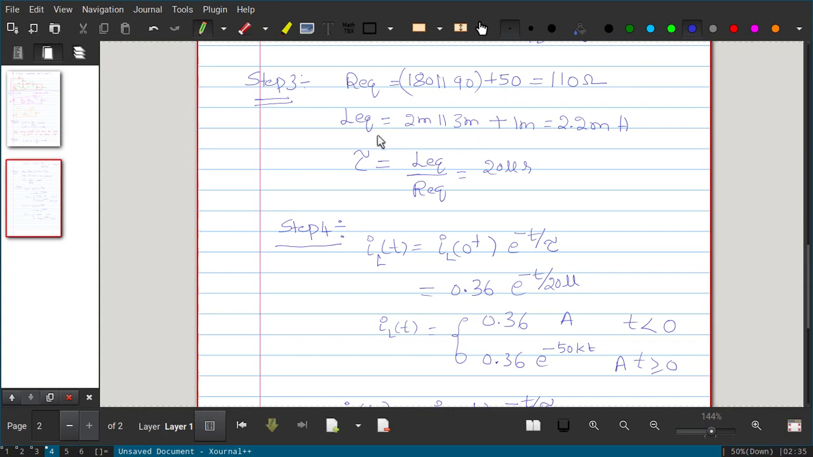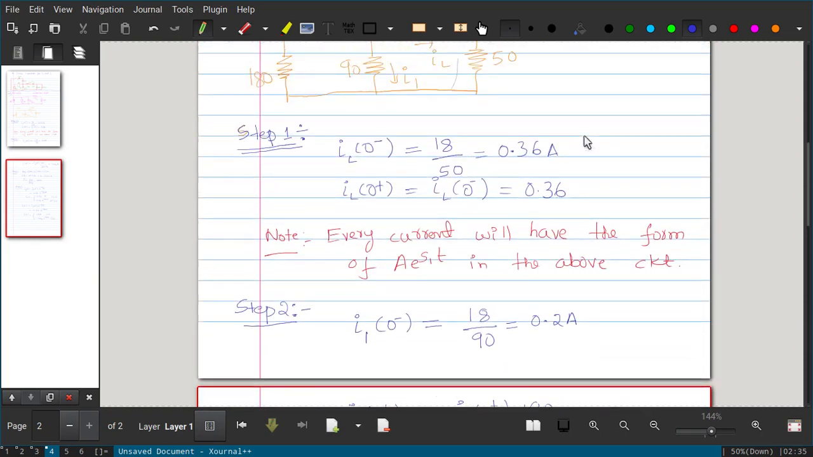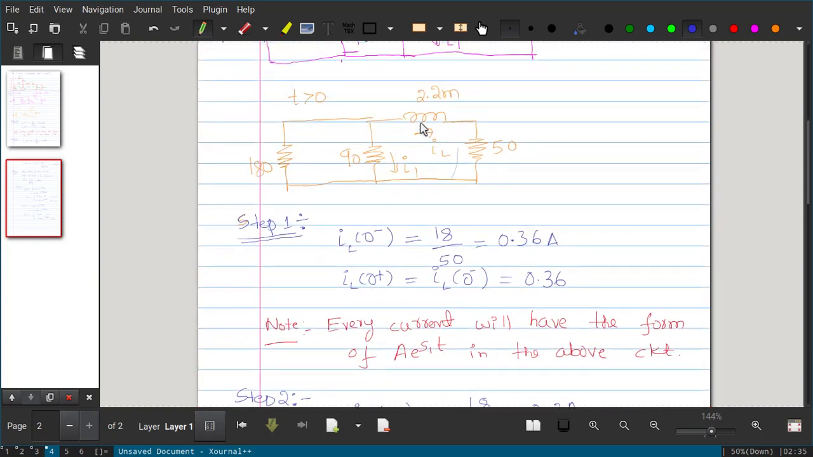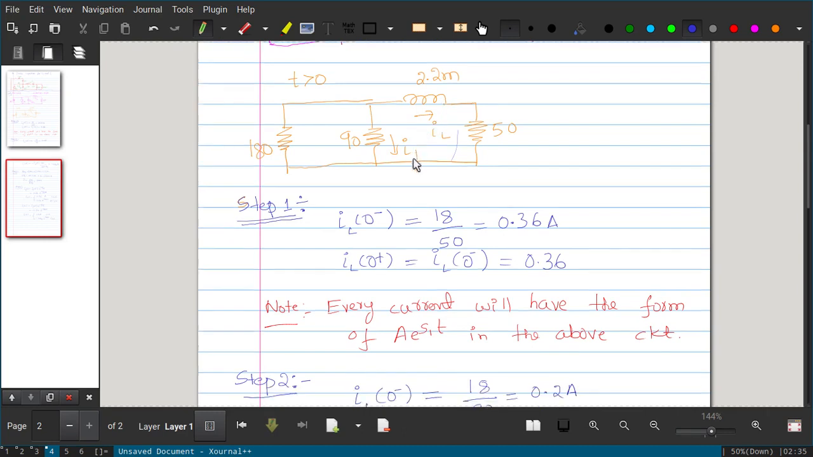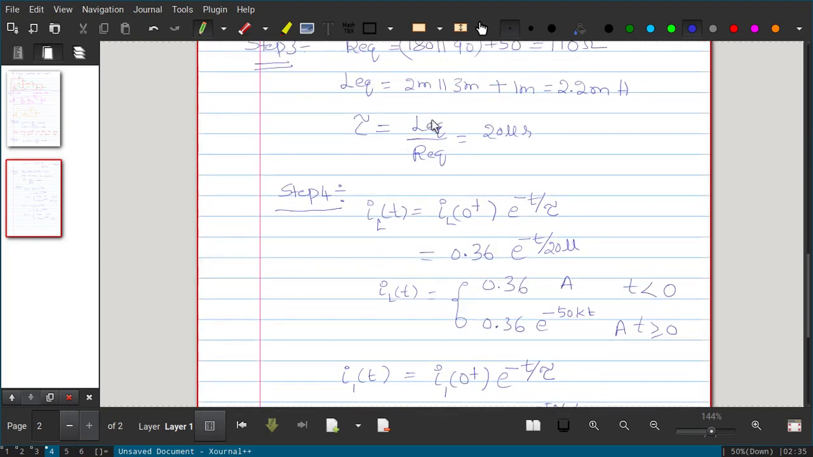And L equivalent we have already calculated: 2 milli in parallel with 3 milli, plus 1 milli, that is 2.2 millihenry. I will show once again the circuit diagram. See how 180 parallel 90 plus 50 will appear across this inductor. That's R equivalent. Next, tau equals L equivalent by R equivalent, which you will get as 20 microsecond. You just make the calculation and you will get that.